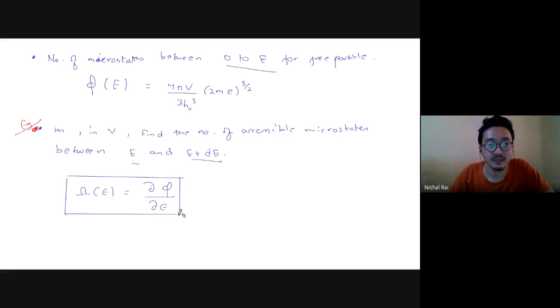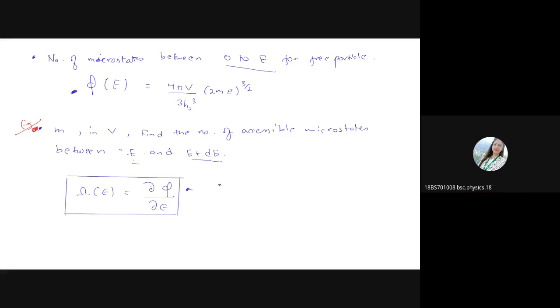It is basically given by the derivative of this. Why derivative? Because it is between E and E plus dE. The total number of microstates from 0 to E is this much, the total number of accessible microstates. Now between E and E plus dE it is given by the derivative. Is it clear? Yes, sir.